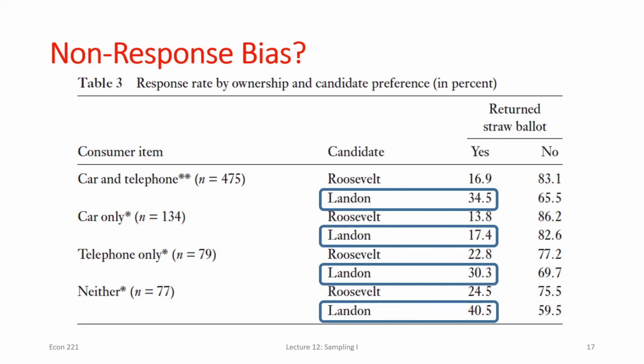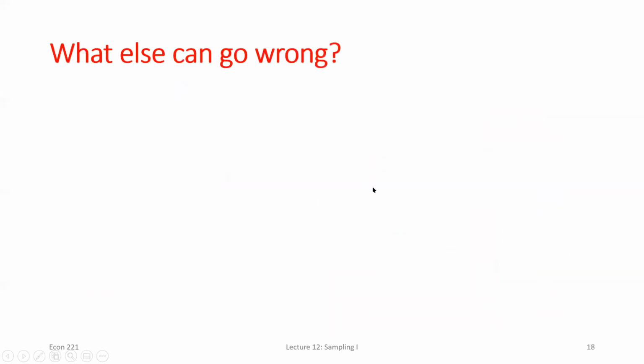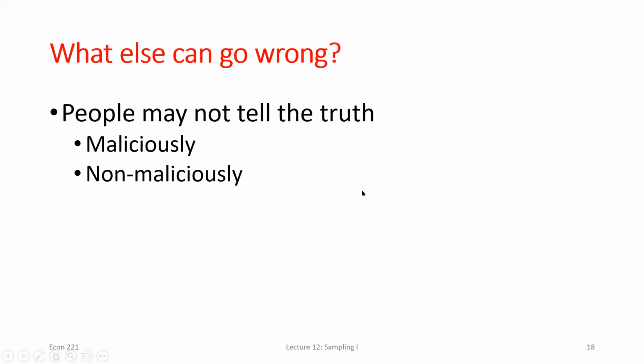And maybe this was because more people were just undecided, right? These definitely don't add to 100%. So there were a lot of people who just weren't sure who they were voting for, so they probably didn't return that straw poll. But here we can see that for whatever reason, there was a non-response bias as well, where people who were going to vote for Roosevelt were less likely to send this survey card back. Okay, so what else can go wrong?